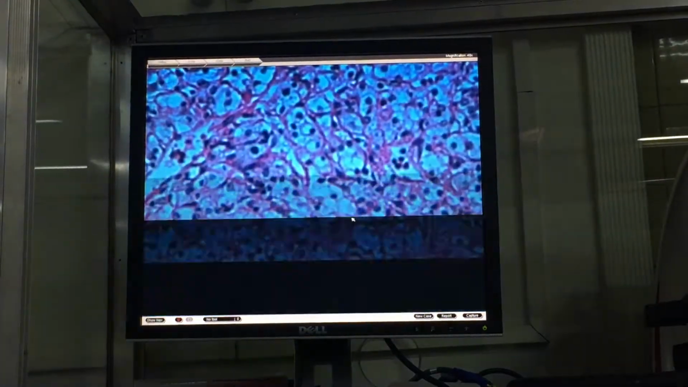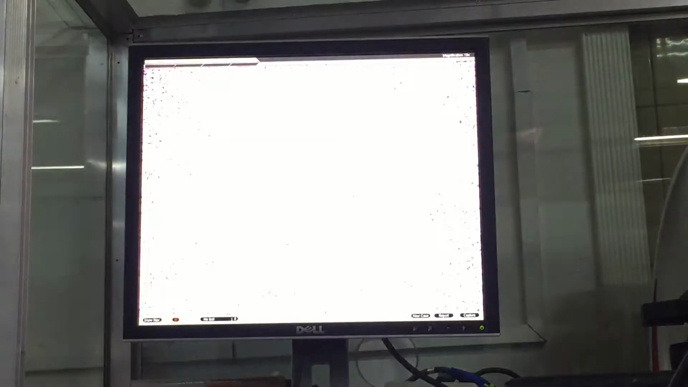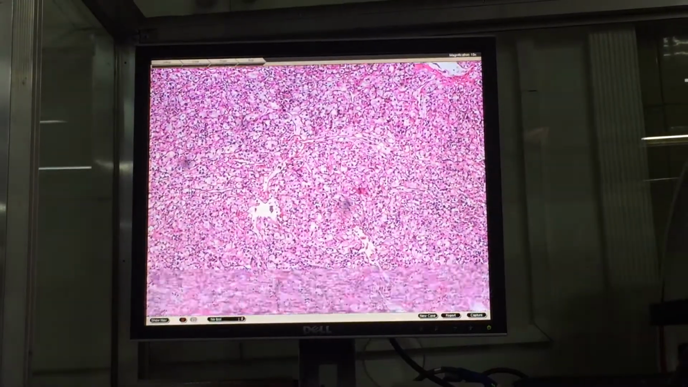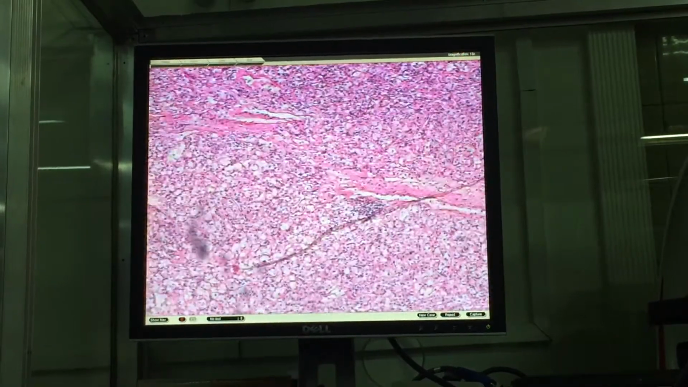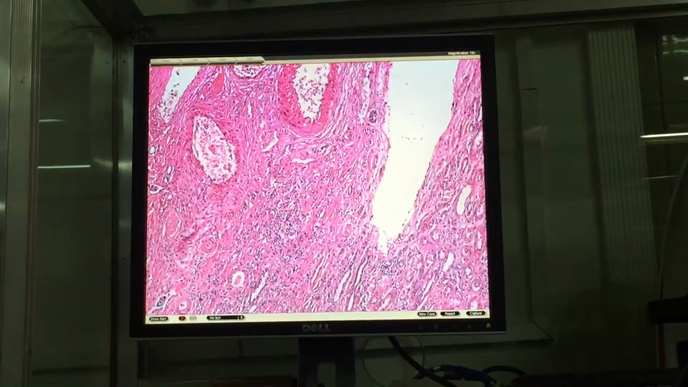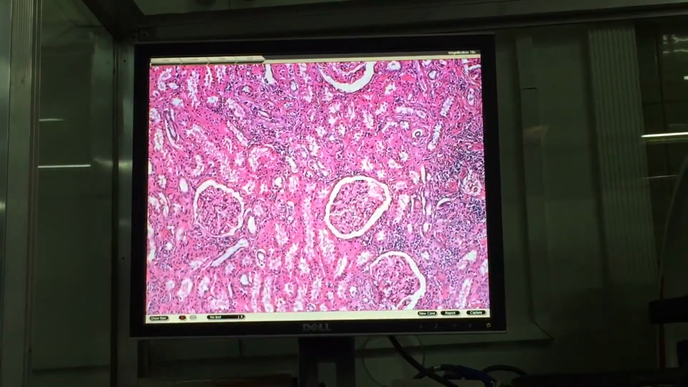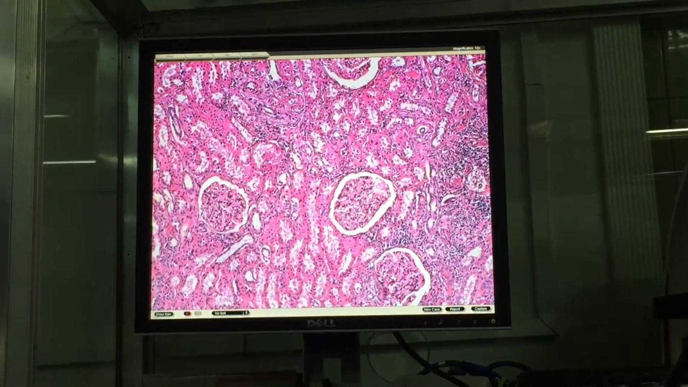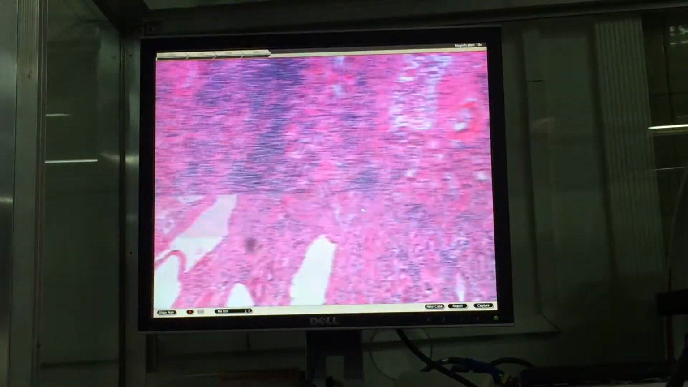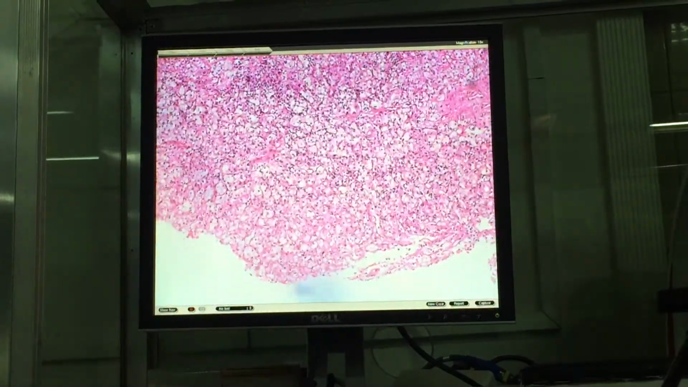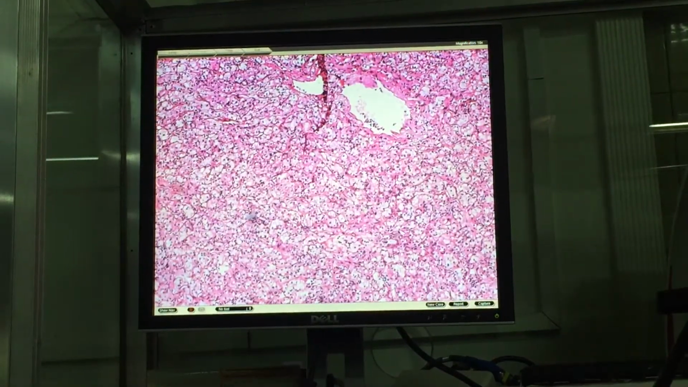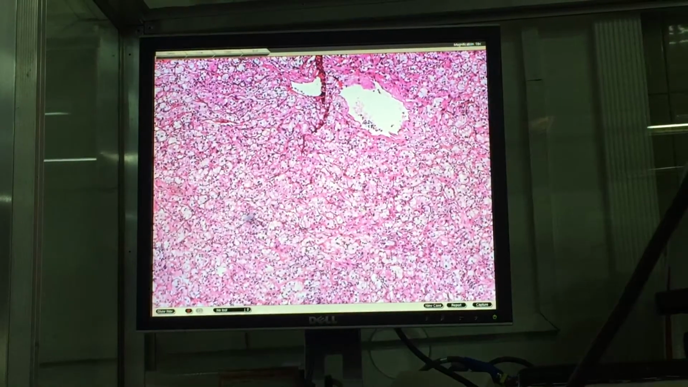Okay, let's go back at scanning magnification. See, there is clearing of the tumor, clear cytoplasm, and if you compare this with your normal, this one is a little bit darker with prominent glomerulus, but this one is clearing of cytoplasm, and the tumor is pale in color.